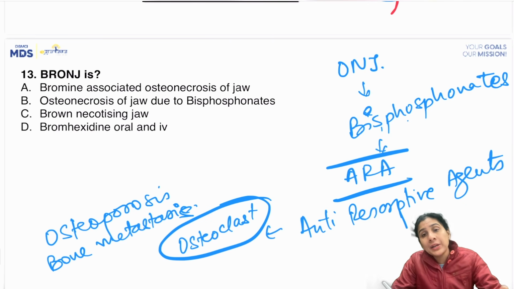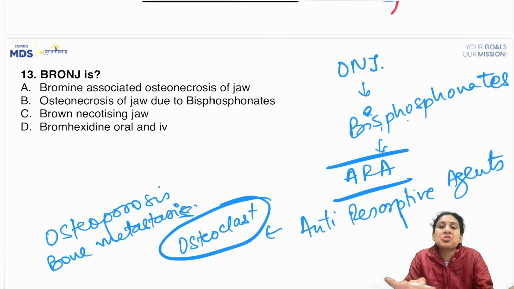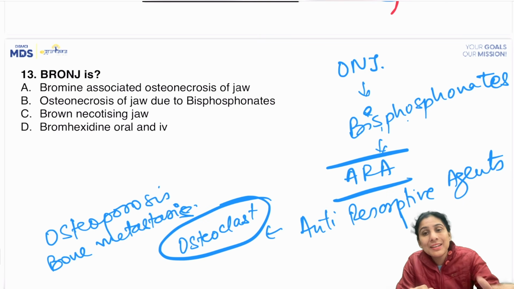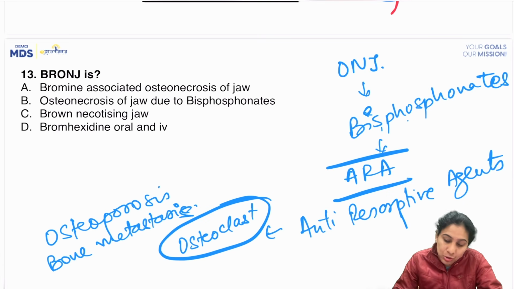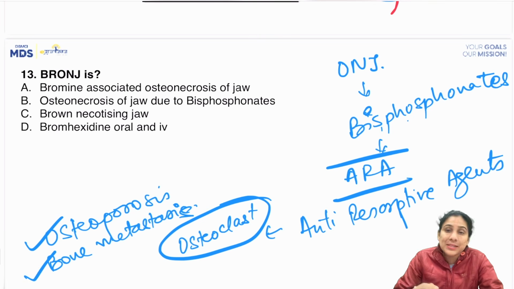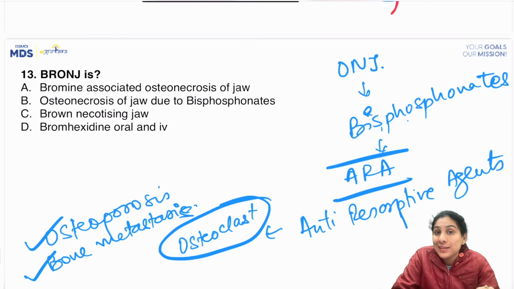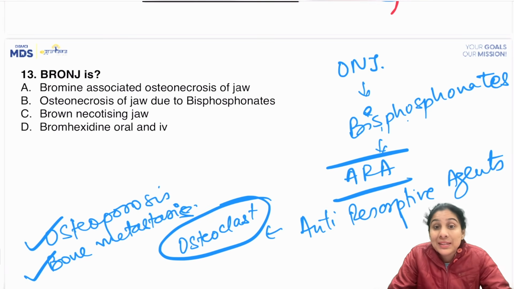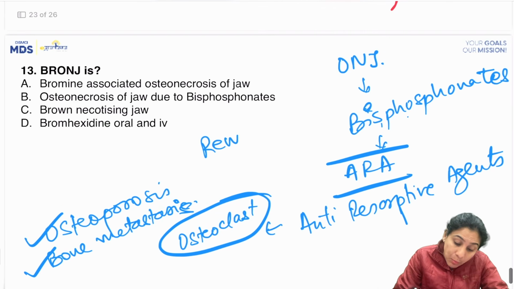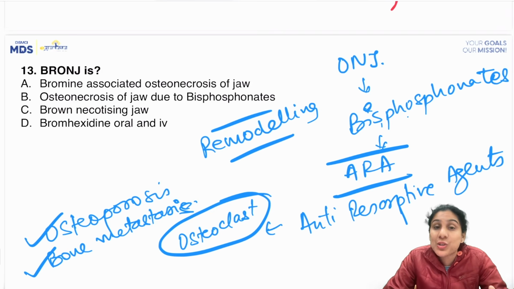So what will it do? It will bind to the osteoclast and prevent osteoclastic activity. What is the advantage? Bone resorption will not happen. Osteoporosis will be corrected. Metastasis will be corrected. What is the disadvantage? Osteoclasts don't just resorb bone in pathology, they resorb bone in normal physiology also. They help in bone remodeling, which is a very important role of the osteoclast.